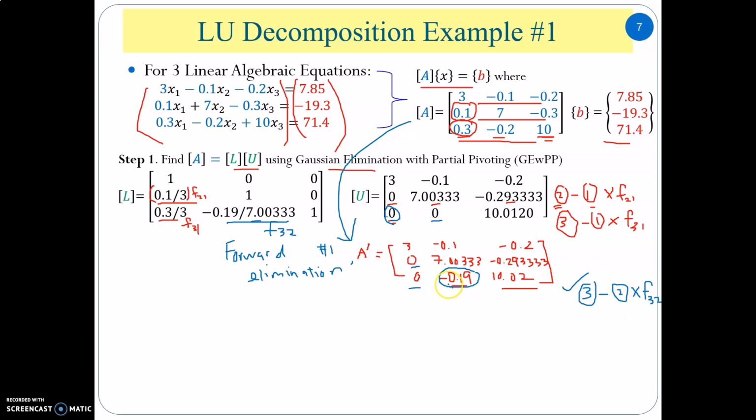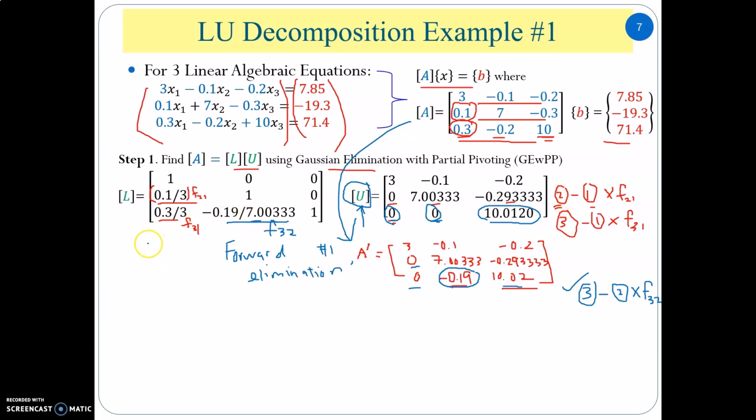Take the negative 0.19 minus 7.00333 multiplied with the factor F32 here, then you should obtain 0 as well. Lastly, 10.02 minus negative 0.293333 multiplied with the factor F32, then you should be able to obtain this answer. So you can see that your upper triangular matrix, the U matrix here, is the second forward elimination result.